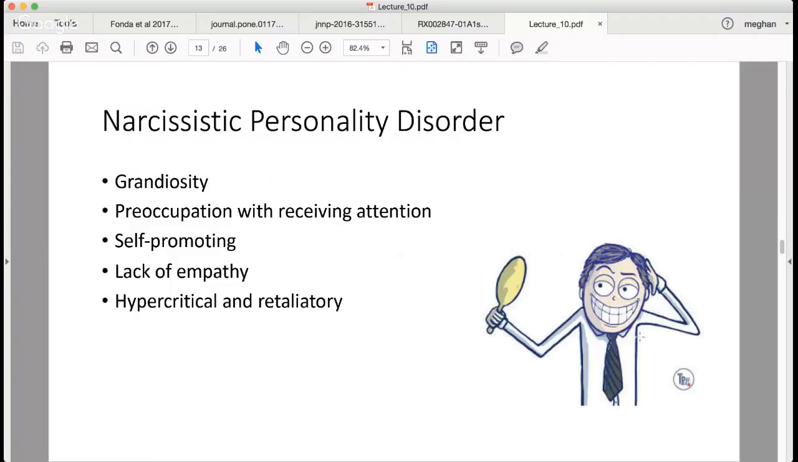Narcissistic personality disorder is associated with an exaggerated sense of self-importance, a preoccupation with being admired, and a lack of empathy for the feelings of others. There are two subtypes, grandiose and vulnerable. Narcissistic personality disorder is more common among men than women. Fragile and unstable self-esteem underlies grandiosity. Individuals are inclined to be hypercritical and retaliatory if the desired validation or assistance is not achieved or received.